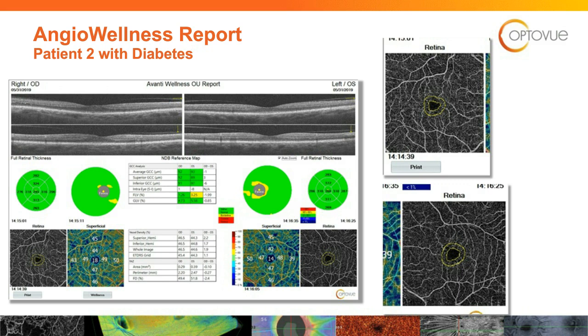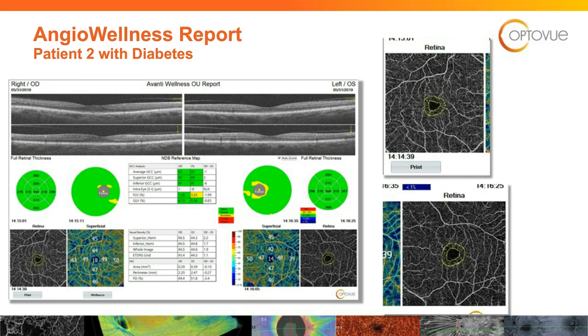Again, in the middle, you can see where it says foveal avascular zone, kind of halfway down that box that has a bunch of numbers in it. It says area, millimeters squared, looks like 2.9 and 3.9. So there's about a 0.1 difference.